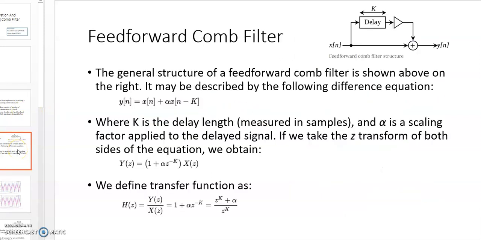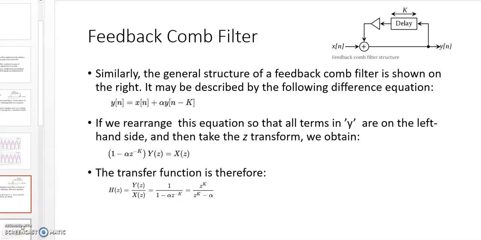So let me tell you, the most basic function of the feedforward comb filter is that it is used to add echo to a signal. And this is in very crude terms, and you will see this application in the code that we'll see later. Next we have the feedback comb filter.